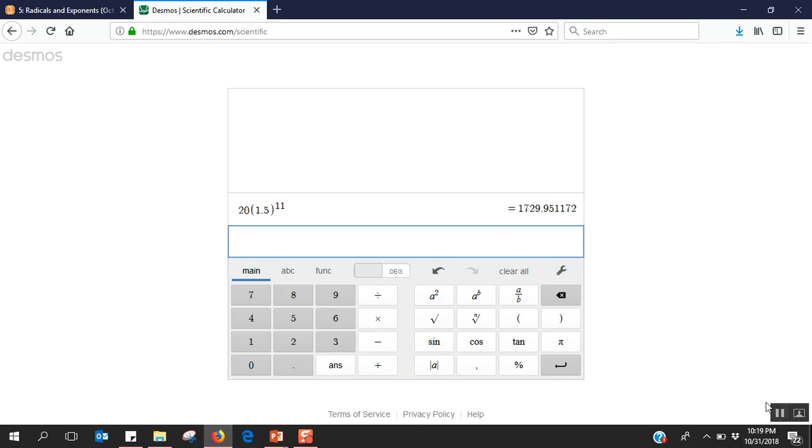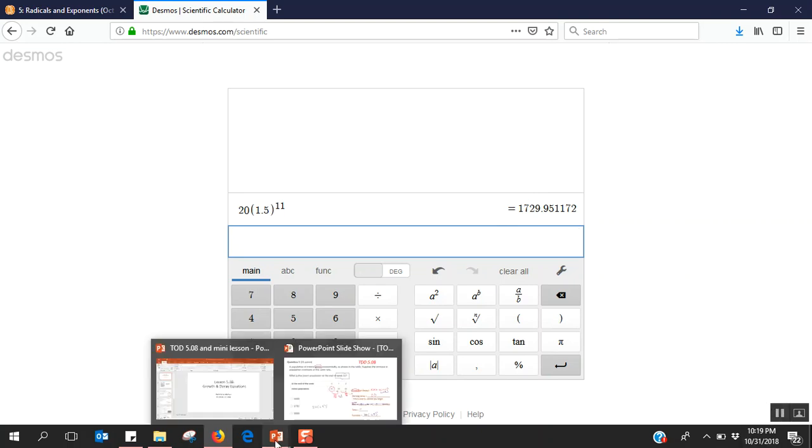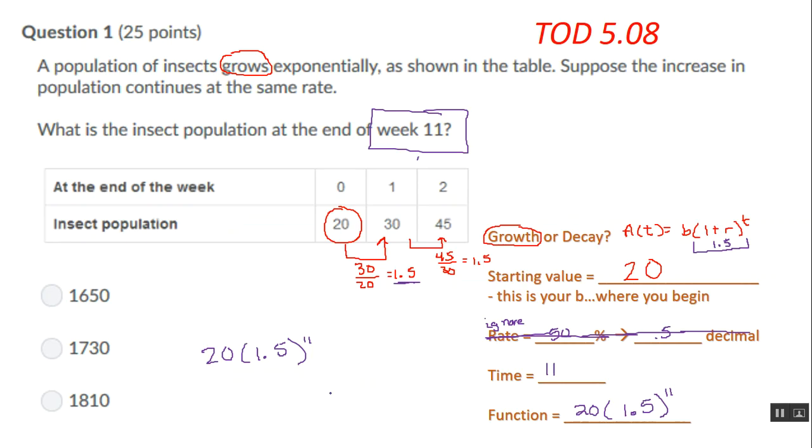1,729.95. I am going to take this answer, and I'm going to round up because I'm talking about bugs. So that's 1,730 insects, and that is my answer.